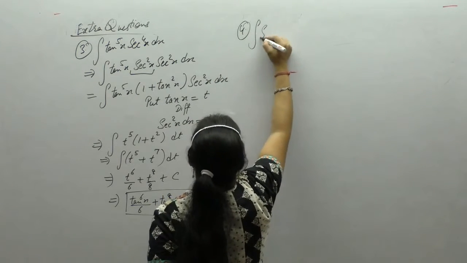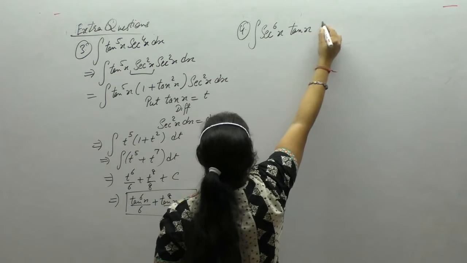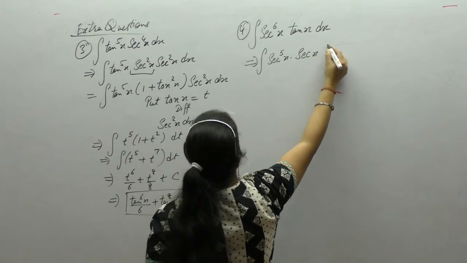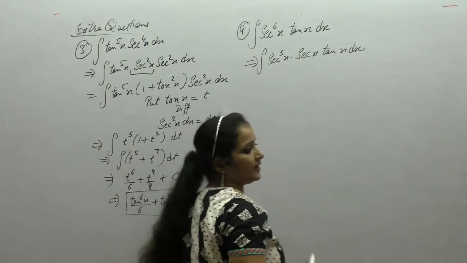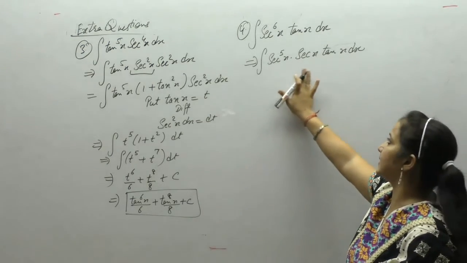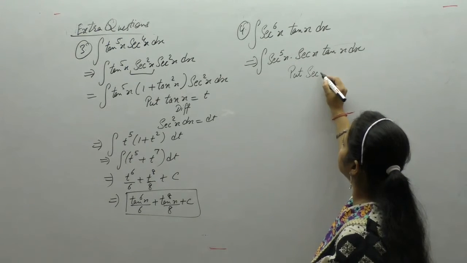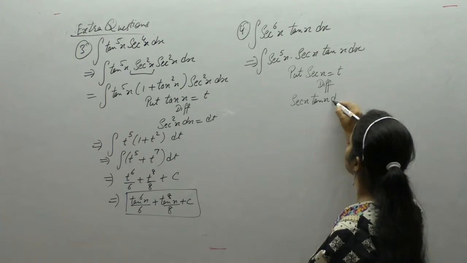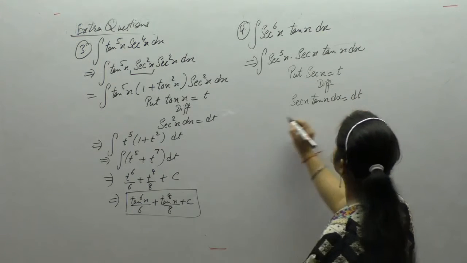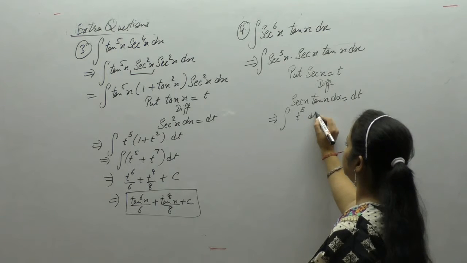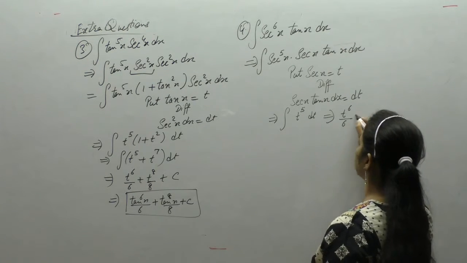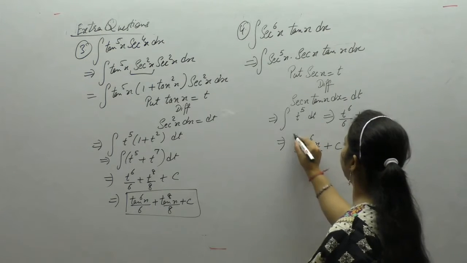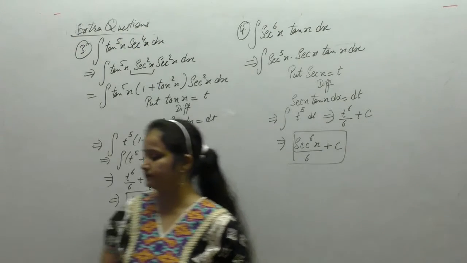Now the next is integral of sec 6x into tan x dx. Here we write sec 6x as sec power 5x into sec x tan x. Now we have the derivative of sec x here. Derivative of sec is sec x tan x. So we put sec x as t. After differentiating, we get sec x tan x dx as dt. T power 5 dt. Apply the power rule here. N plus 1, 5 plus 1 is 6. T here is sec x. Sec 6x upon 6 plus c.